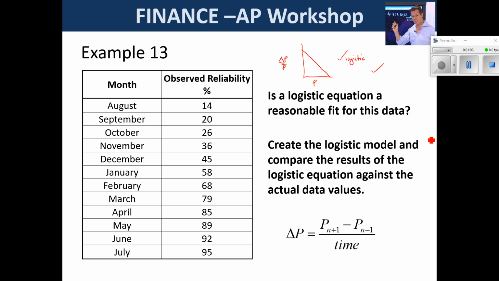Then they say to us, create a logistic model and compare the results against the actual data values. So these are the data values here on my table. They're the observed values. Just one little thing to remember here, the change in population. If we're looking at a particular value at one point, we look just beyond and just before, and we find the average of those two values. So Pn plus 1 minus Pn minus 1, the one after and the one before, and then divide by the distance, the period, the time between those two.